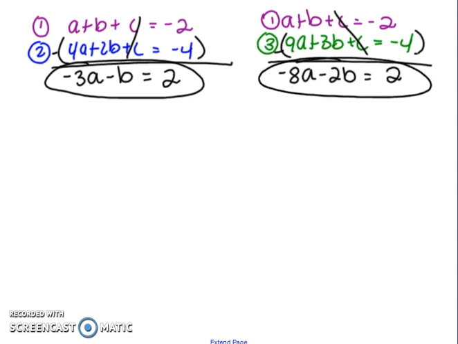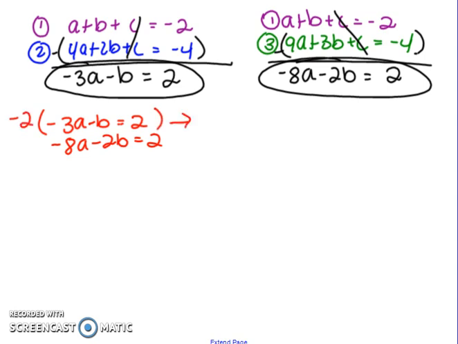Okay, so just like we would with a regular system of 3 variables, we're going to take the 2 that we circled and we're going to put them together. So negative 3a minus b equals 2, and we're going to stack that one with negative 8a minus 2b equals 2. So now I have to cancel something out. So I'll cancel out the b's. I'm going to multiply the top equation by a negative 2. So I get 6a plus 2b equals negative 4. And on the bottom I have negative 8a minus 2b equals 2.